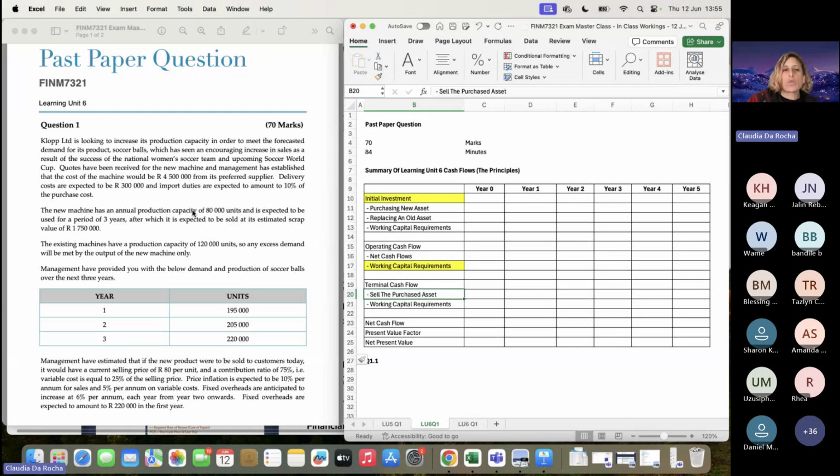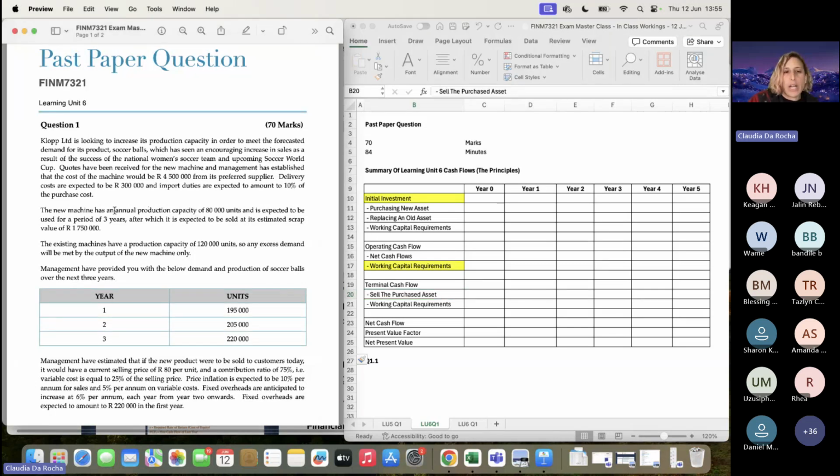Okay, but we do need to worry about the production capacity because this question has asked about the income tax, and in order to calculate income tax, you need your profit before tax or contribution before tax, and we cannot do it without this. Okay. Right, next part. The existing machines have a production capacity of 120,000 units, so any excess demand will be met by the output of the new machine only.